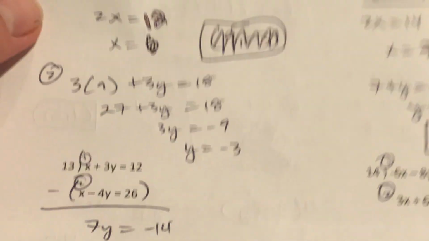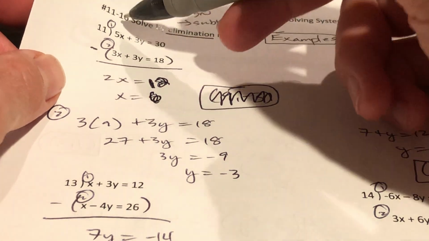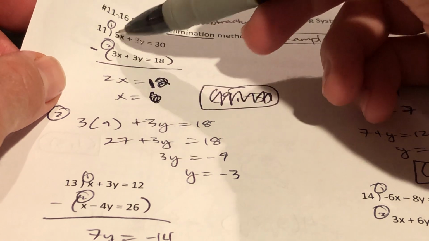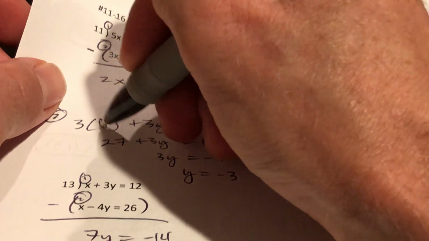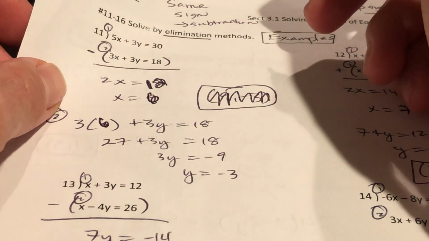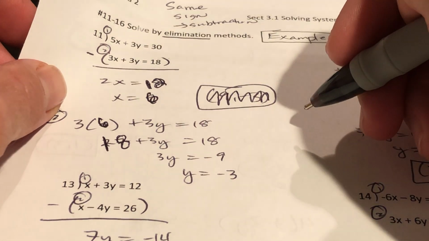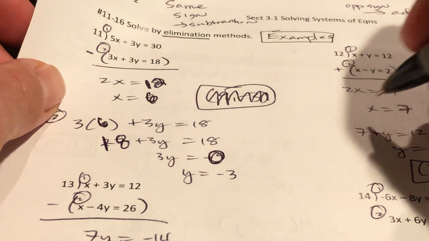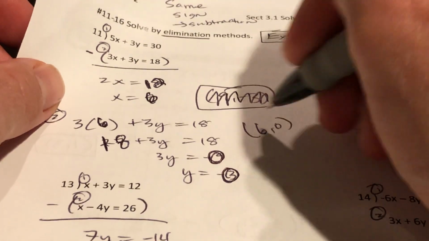So x is 6. So then you just pick an equation. Do you want to use equation 1 or equation 2? So plug 6 in for x in one of the equations. I chose equation 2, which I need to fix here. So 3 times x plus 3y is 18. That means 18 plus 3y is 18. If I subtract 18 from both sides, I get 0. 3y equals 0. Well, y is simply 0. So my answer is 6, 0.